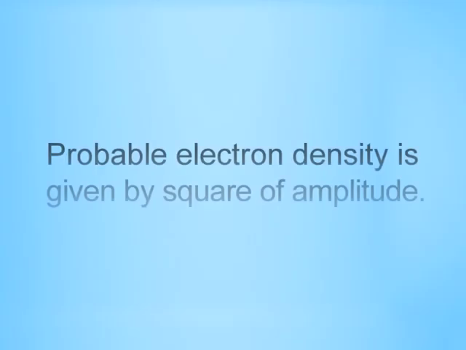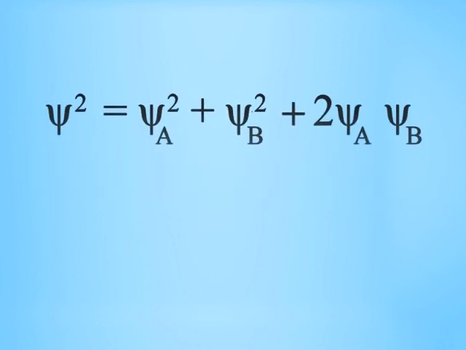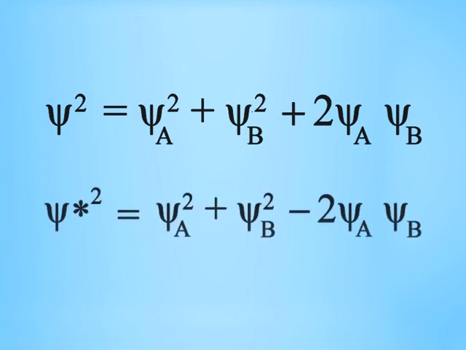Probable electron density is given by square of amplitude. It can be denoted as shown here with help of psi square. Psi square is equal to psi A square plus psi B square plus 2 psi A psi B. Psi star square is equal to psi A square plus psi B square minus 2 psi A psi B.